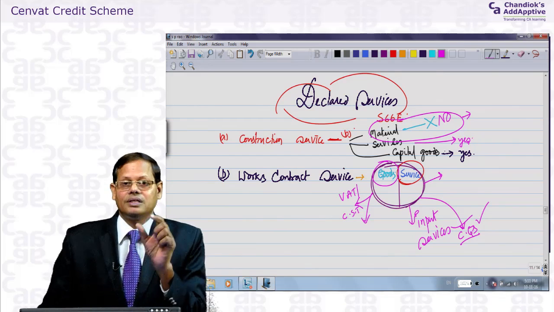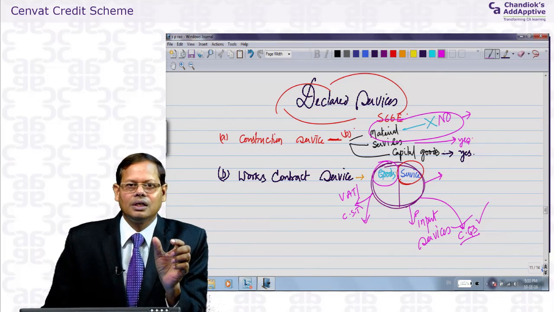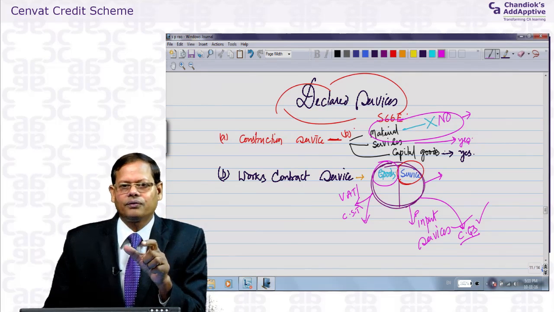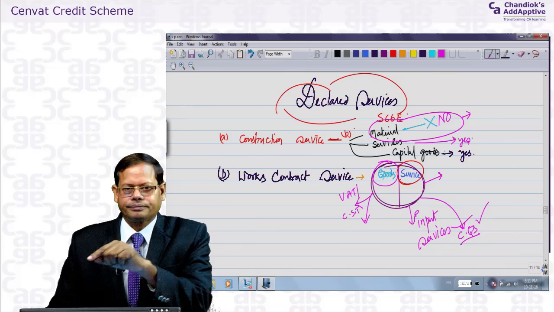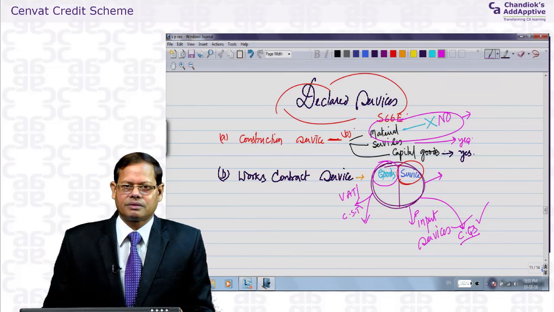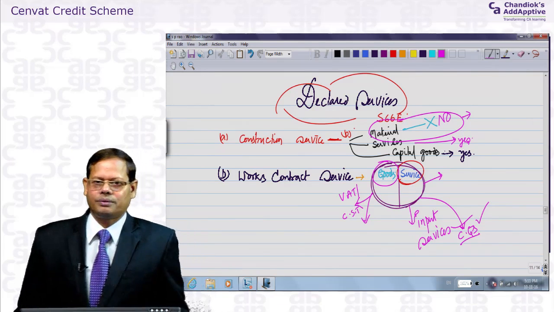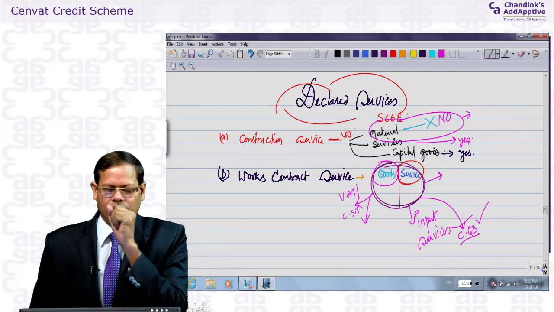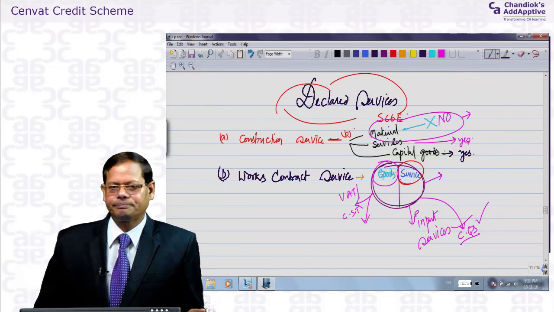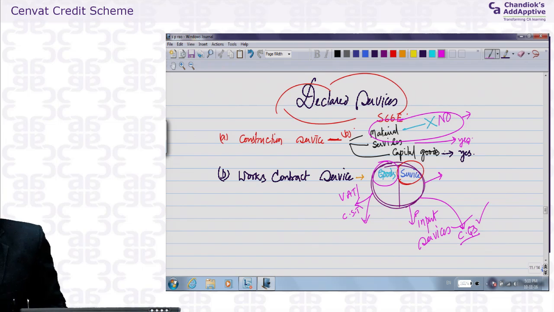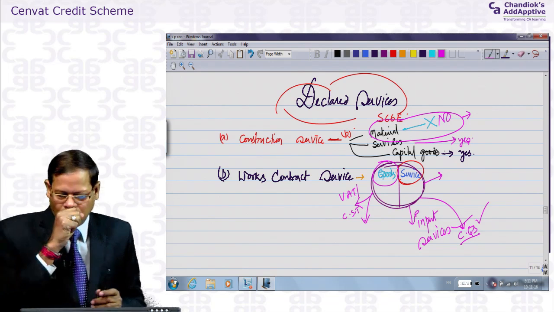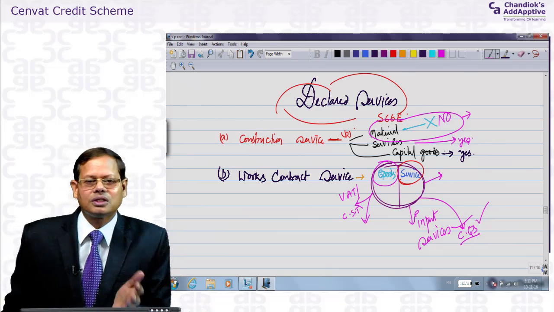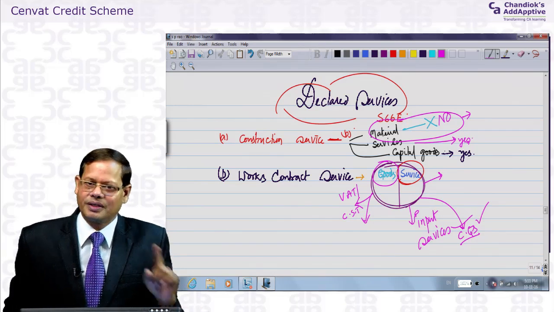So, the goods used for the provision of works contract service, for the provision of construction service, except for the service portion, means if they are used in the service portion, they are eligible. So, they are talking about service portion. What are the goods that are counted for service portion? That is an important point.